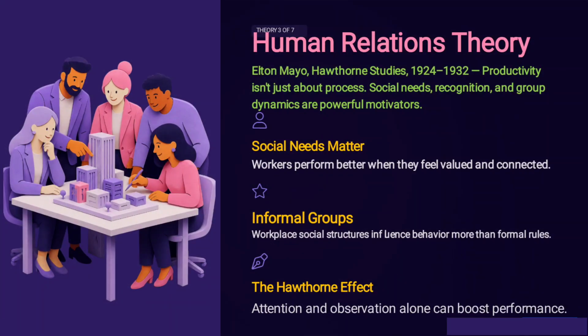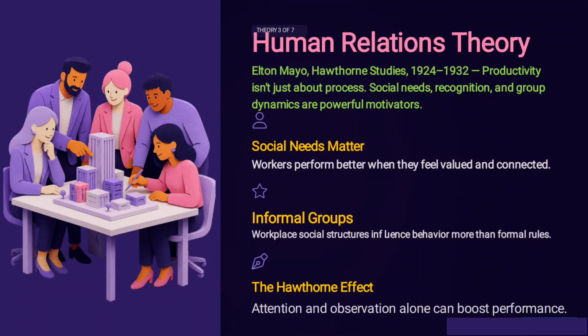The next theory of management is human relations theory. The founder of the human relations theory was Elton Mayo. According to his Hawthorne studies, 1924 to 1932, he investigated that productivity is not just about process. Social need, recognition, and group dynamics are powerful motivators.